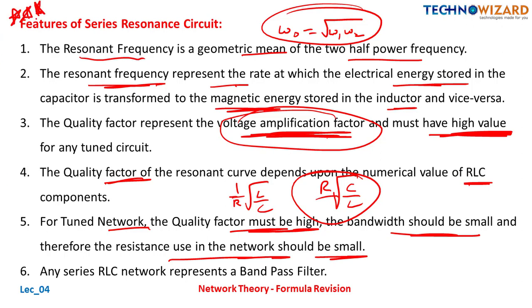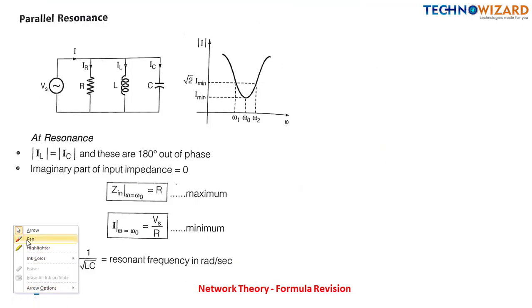I am marking them with a star. Any series RLC network behaves as a band pass filter. Remember this point, very, very important. Now next is the parallel resonance circuit. This is the graph for the parallel resonance circuit.